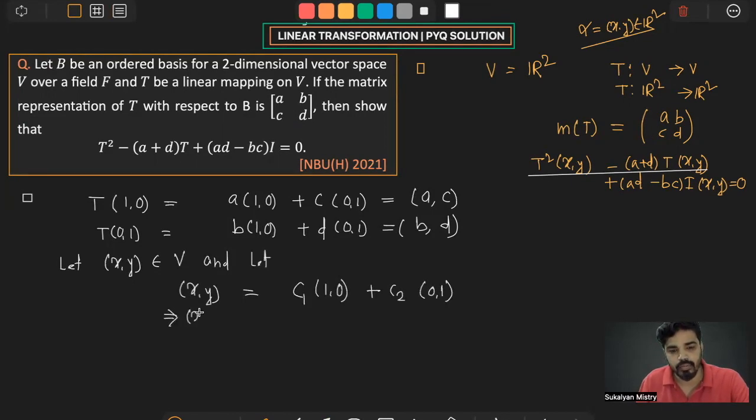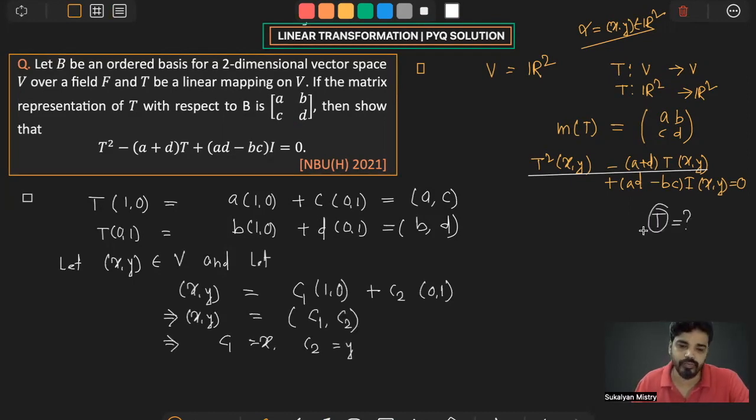So this implies (x, y) equals (C1 plus 0, 0 plus C2), that is (C1, C2). So you get the value of C1 is x and the value of C2 is y. What is our target? Our target is to find the linear transformation T first. So now taking this as equation 1.